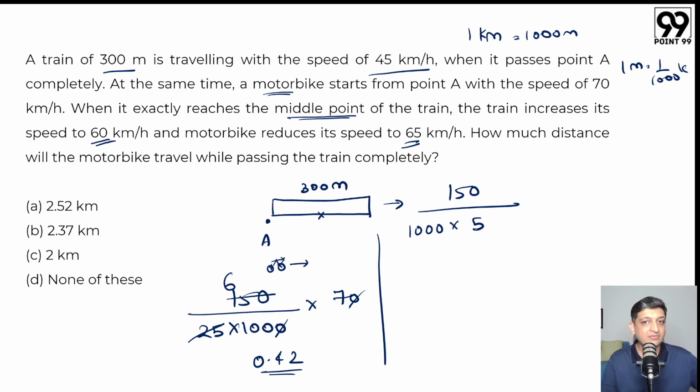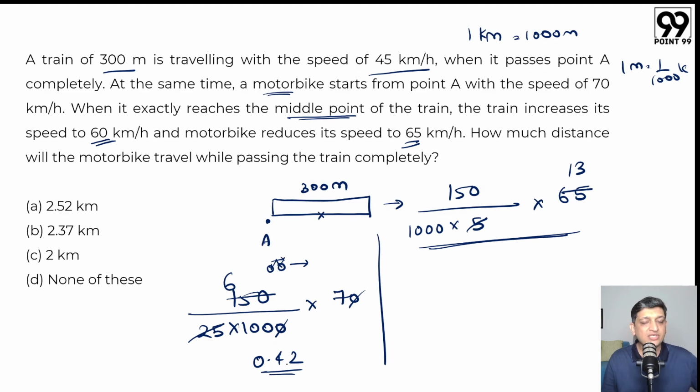So same thing we will be able to do here. 150 is the distance that needs to be covered. This is basically the speed. We are going to get the amount of time, and if we multiply this by the speed at which this motorbike is traveling, that is 65, we should be able to get the distance in the second case as well. So we will be able to see that this is 5 into 13, that is 65.